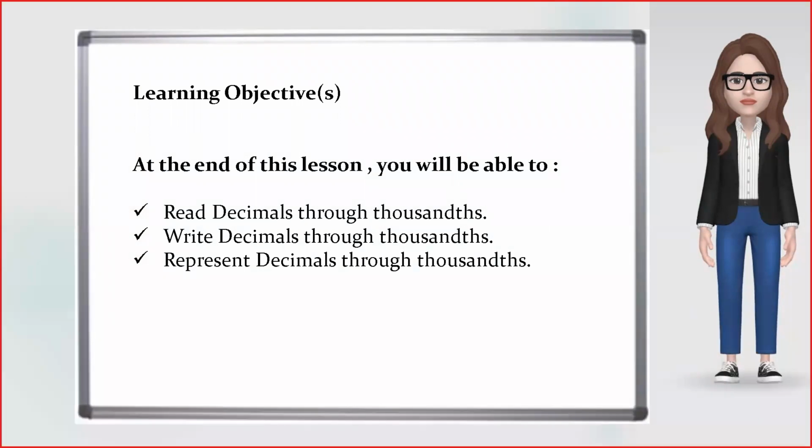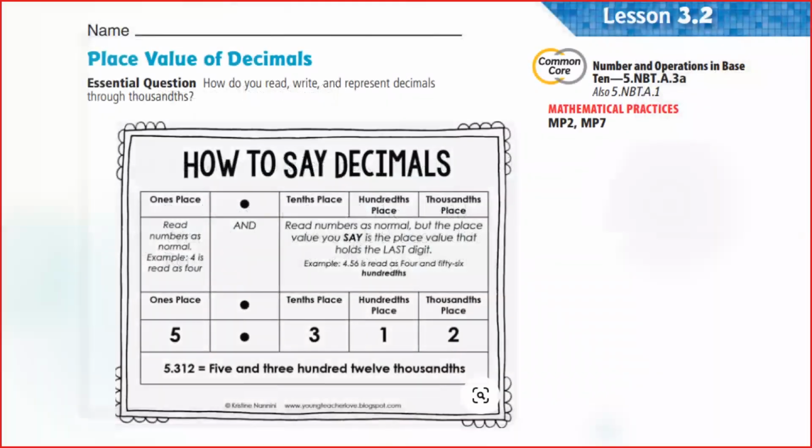So in this lesson, we're going to learn how we can read, write, and represent the decimals if we are under the thousands place. Now, how do you say the decimals? The decimals mean that I'm talking about numbers less than 1. The numbers are two types. We have whole numbers and we have decimal numbers. Whole numbers like 1, 2, 3, 4. Decimal numbers like 0.2, 0.003. These we call decimal numbers.